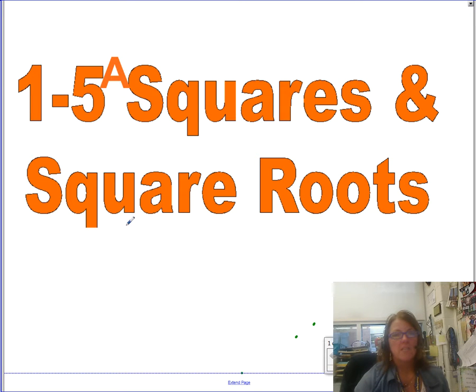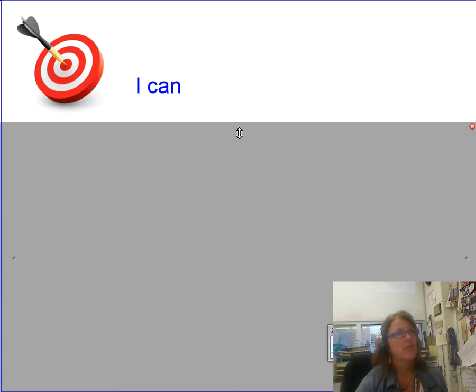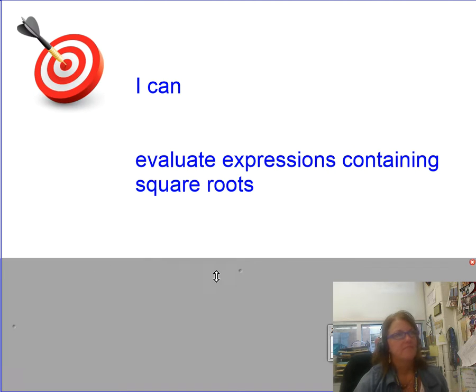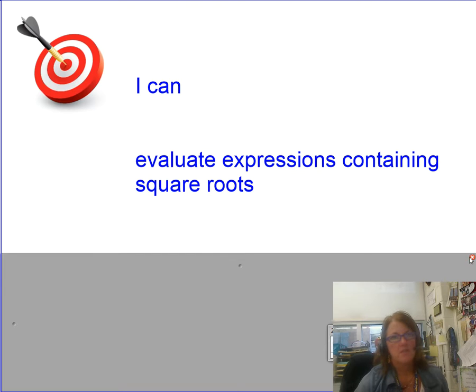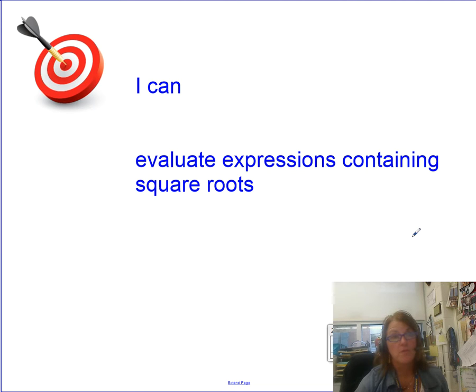All right, we're moving on into section 5, and I'm chunking it into a couple of different parts here. So call this 1-5A for squares and square roots. And here's today's learning objective. I can evaluate expressions containing square roots. Okay, I know you've seen square roots before, but we need to revisit them. And then, of course, as always, dive in a little deeper.